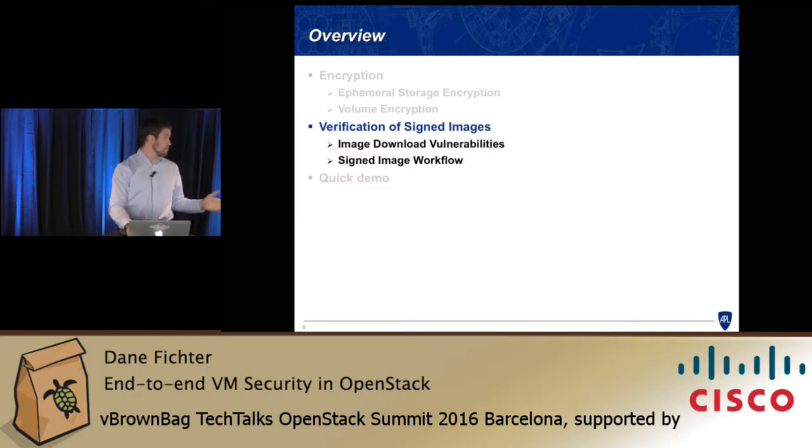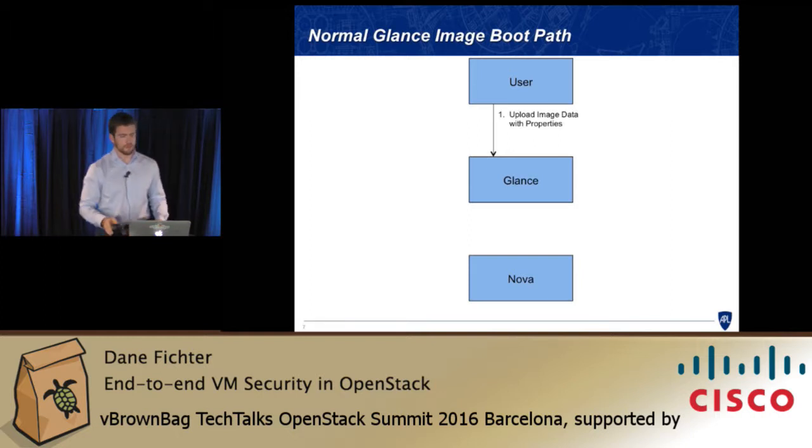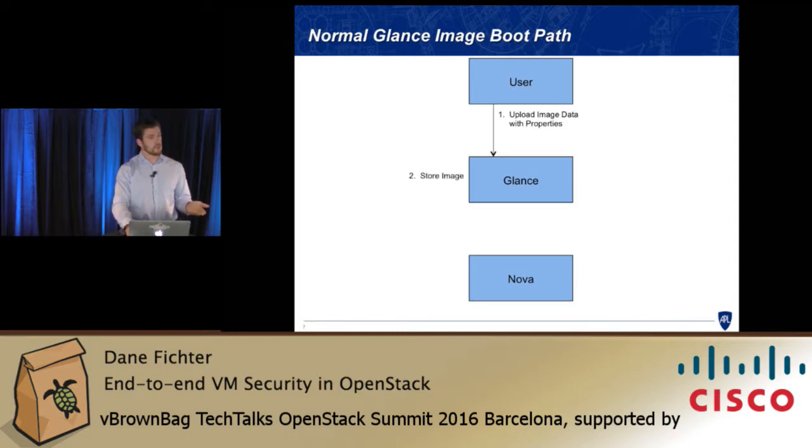Now we're going to move on to signed images. This is a relatively new feature in OpenStack, so I'm going to take it a little bit more slowly here. So this is how images are booted generally when there's no verification involved. Essentially, the user uploads their image data with associated metadata, which describes the image properties, to Glance. Glance stores the image.